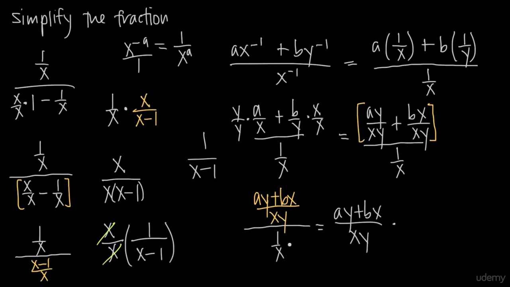And then instead of dividing by 1 over x, we'll multiply by the reciprocal, which is what we get when we flip this upside down. So instead of 1 over x, x over 1. And then we just multiply across our numerators and across our denominators. Before we do that, we can go ahead and cancel an x from the denominator here with the x from the numerator over here, and all we're left with then is ay plus bx divided by y times 1, which is just y, and that's our final answer.